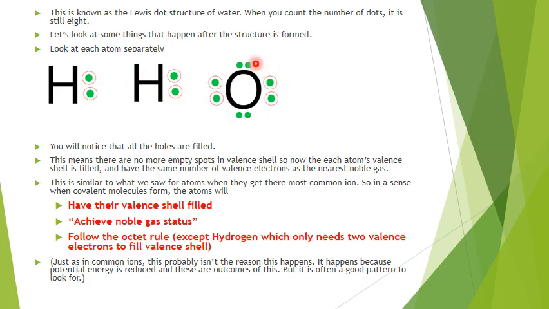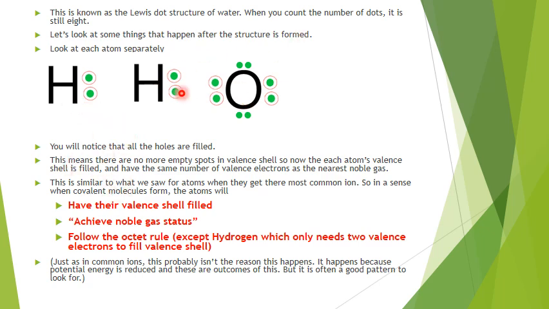So oxygen now has 8 electrons in the outer shell, which is how many electrons you can put in the valence shell of the second shell. All right, this means there are no more empty spots in the valence shell. Now oxygen has the same number of valence electrons as neon, the nearest noble gas. And hydrogen has the same number of valence electrons as its nearest noble gas, helium.